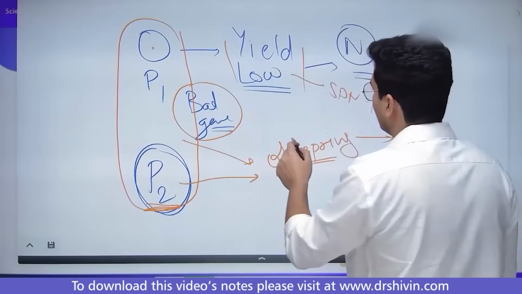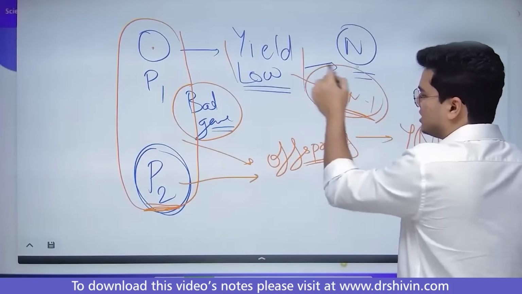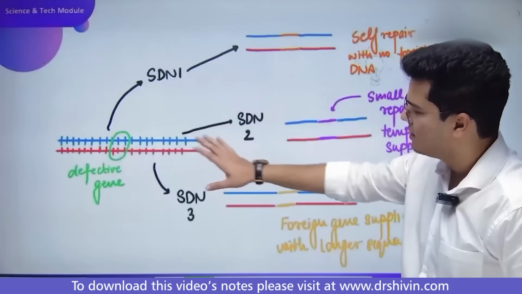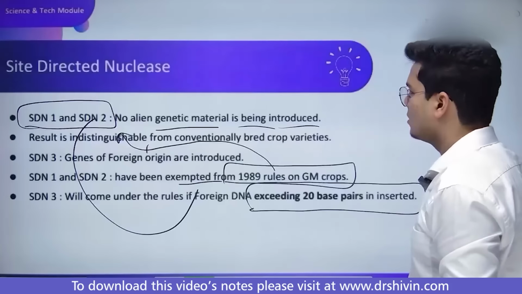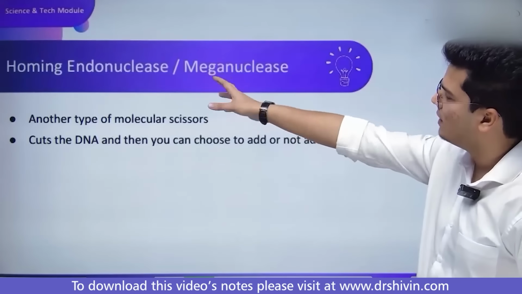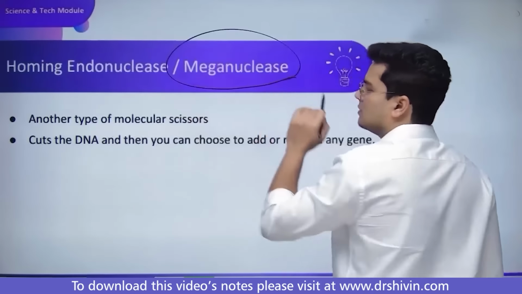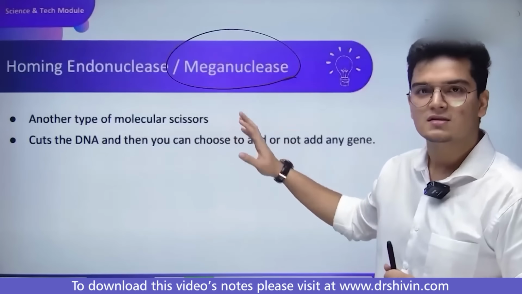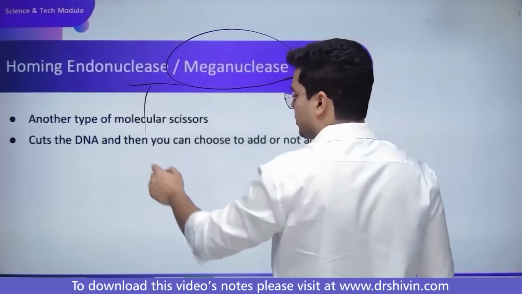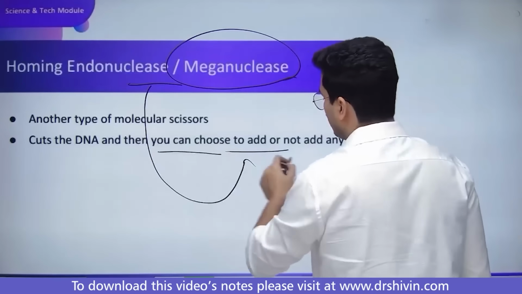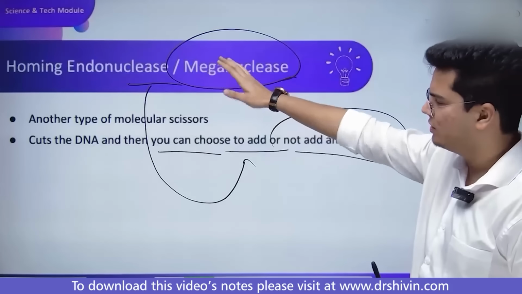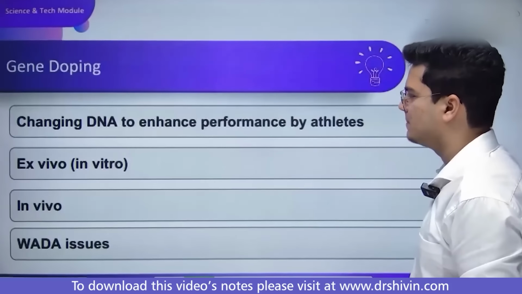So in SDN1 and SDN2, you cannot differentiate from traditionally hybridized varieties. And therefore, they have been exempted from the 1989 rules. Okay. Now, next thing is homing endonuclease or meganuclease. Again, this is another type of molecular scissors. That's all you need to know, right? With homing endonuclease or meganuclease, you can choose to add or not add any new genes like we had seen in the others. Just similar to them, how they work is not important. It is quite an old technology. Okay.